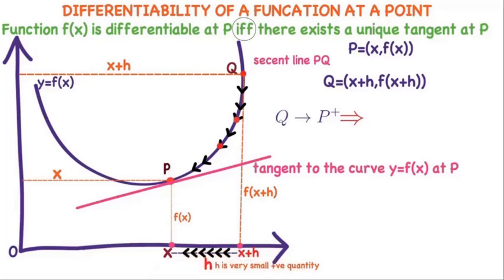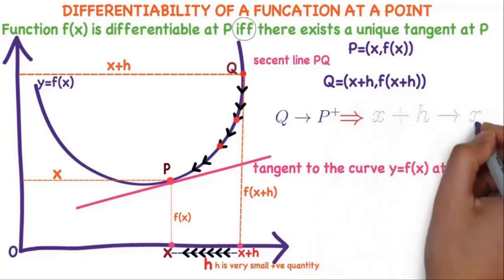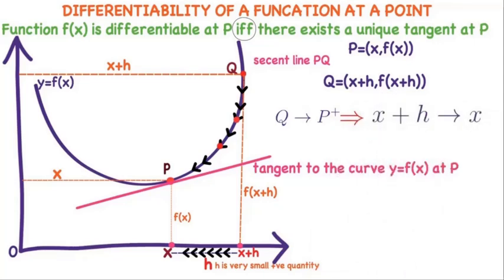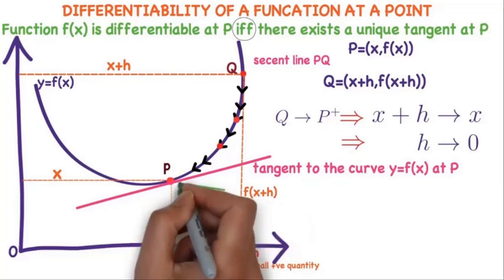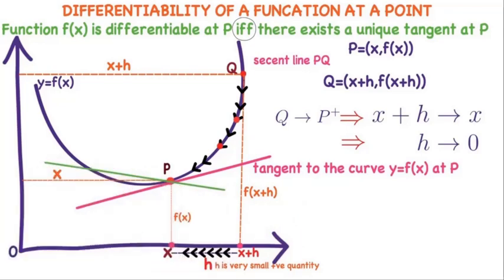That means when Q approaches P from the right, x plus h is approaching what? x plus h is approaching x. And when x plus h is approaching x, it means h is approaching 0.